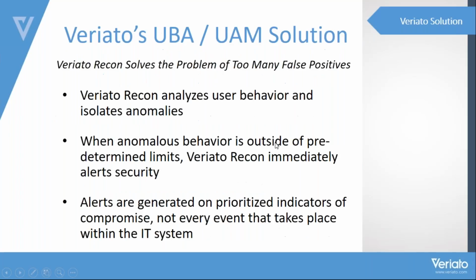Now, let me tell you how we can fix this. Veriato Recon analyzes that user behavior and isolates those anomalies. All that stuff where I say, I've seen it before and I'm not paying attention to it, they're going to isolate that. And when that anomalous behavior is outside of predetermined limits that we've already determined and put into this product, they're going to immediately send out relevant alerts that work, that I'm really going to look at, telling me something is going wrong. They're generated and prioritized based on indicators of compromise. As it says here, not every event that takes place within the IT system is a bad event. It's going to look at it, aggregate it, and give me the ones that I should pay attention to.